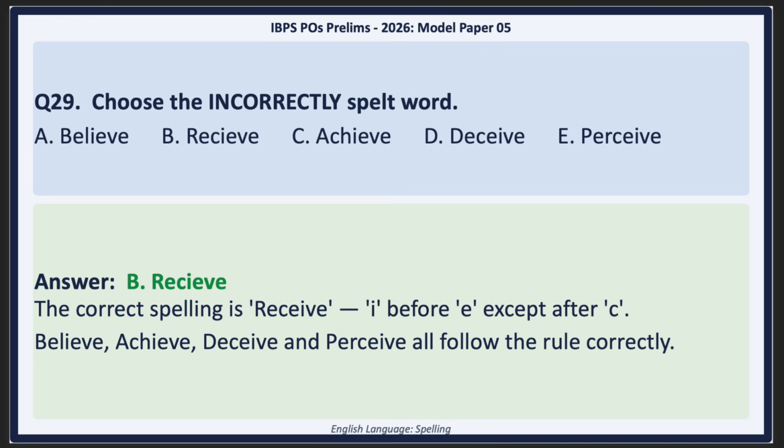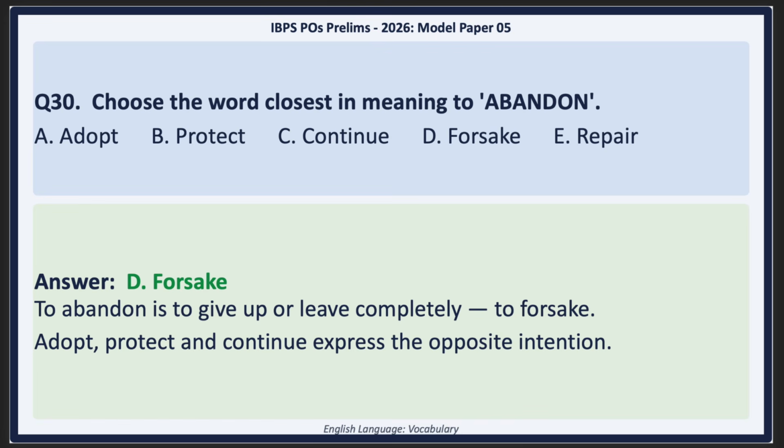Finally, question 30. Synonym identification. The word is "abandon." We have options like adopt, protect, continue, and forsake. To abandon is to leave completely. Option D, forsake, is the exact synonymous match. What is notable in the test design is that adopt, protect, and continue all express the complete opposite intention. They denote taking responsibility. Exactly. The test gives you 3 antonyms to deliberately confuse your rapid recall under pressure.